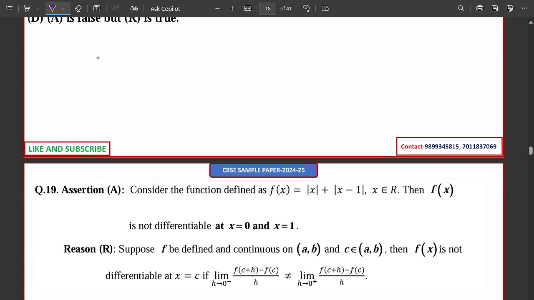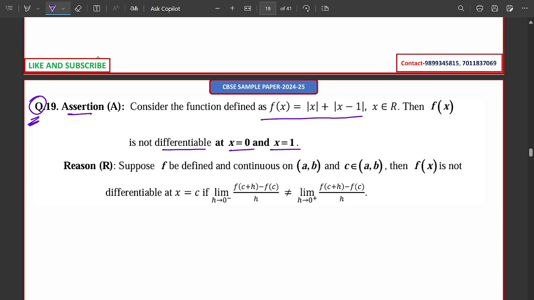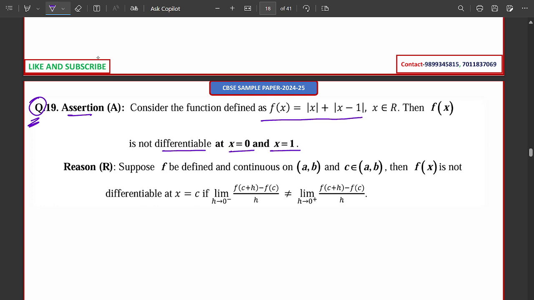So four options are here. For this question, assertion and reasoning, the assertion is: consider the function defined as f of x, this one. This is a function, and f of x is not differentiable at point x is equal to 0 and x is equal to 1. Previously we have already discussed this type of questions, continuous and differentiable questions.